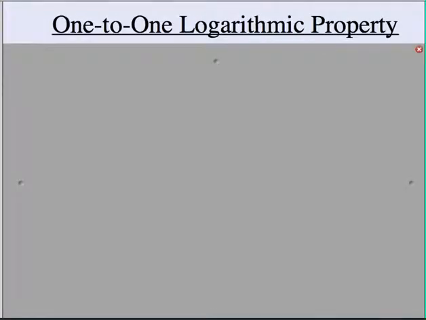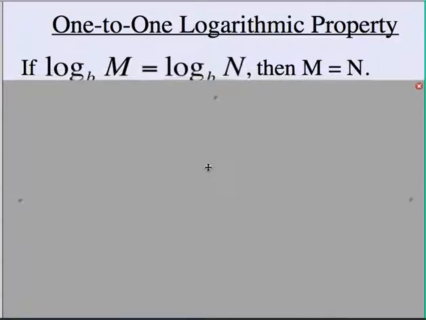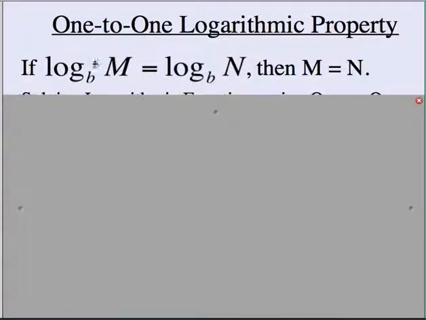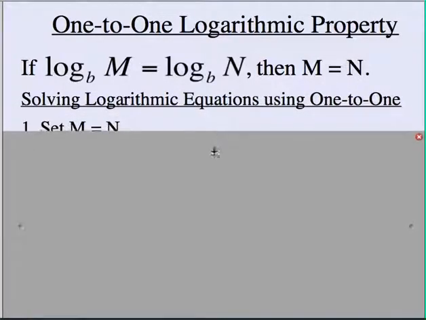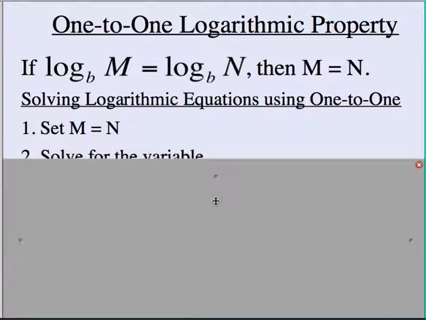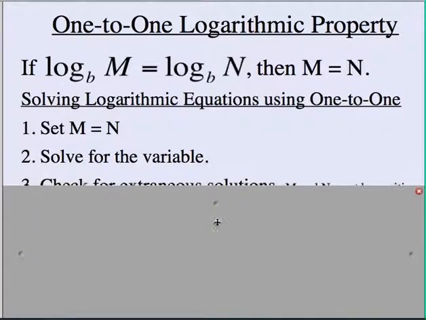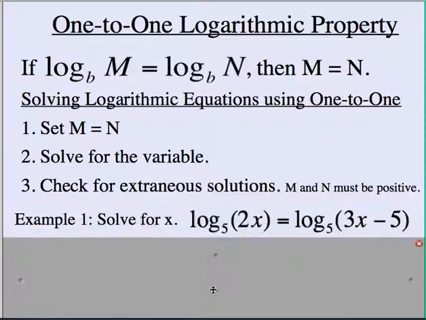The next part is the one-to-one logarithmic property. So we had a one-to-one exponential property. We also have a one-to-one logarithmic property. So this states that if you have log base b of m equals log base b of n, same bases, then that must mean m and n are equal. So in solving logarithmic equations, make sure you have the same base. Then you'll set m equal to n, and then you'll just solve for the variable. And then don't forget to check for extraneous solutions. Both m and n have to be positive in order for a solution to work.